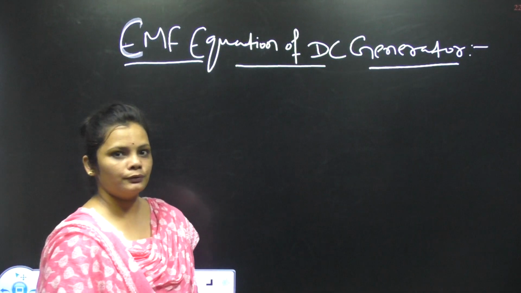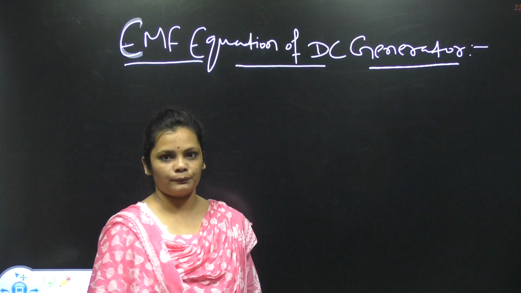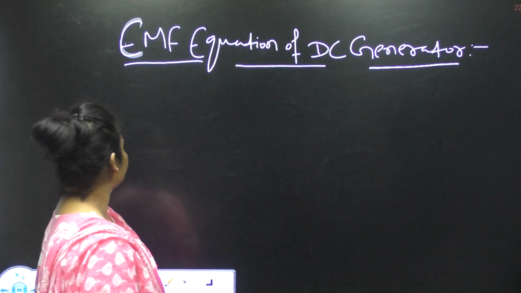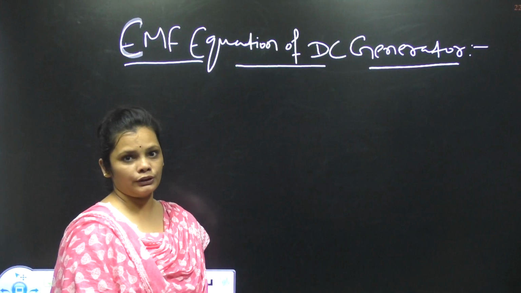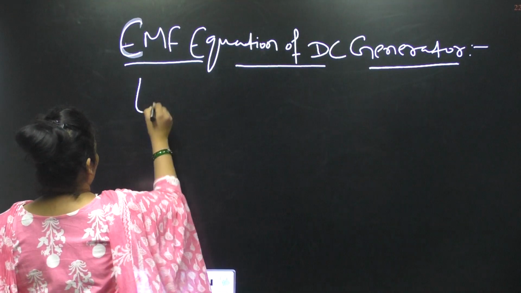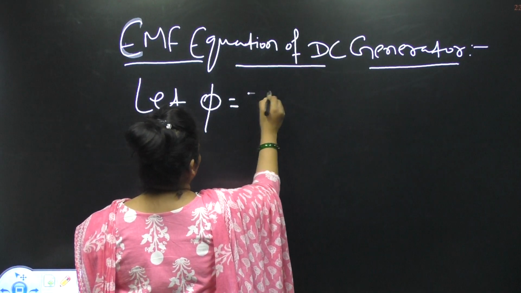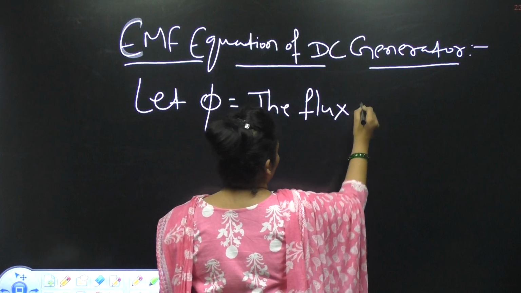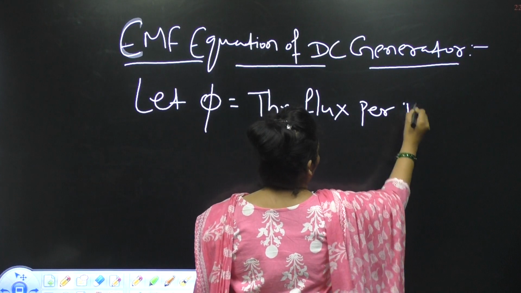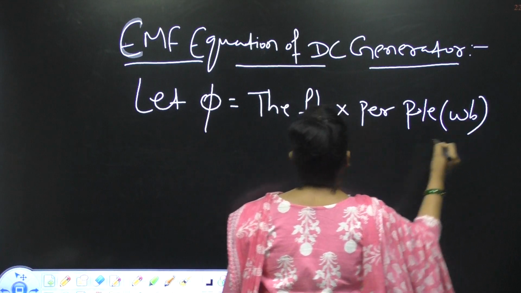Now I am going to derive the EMF equation of a DC generator. Before derivation, we have to know the related terms about this. So first of all, phi is the flux per pole, in Weber.